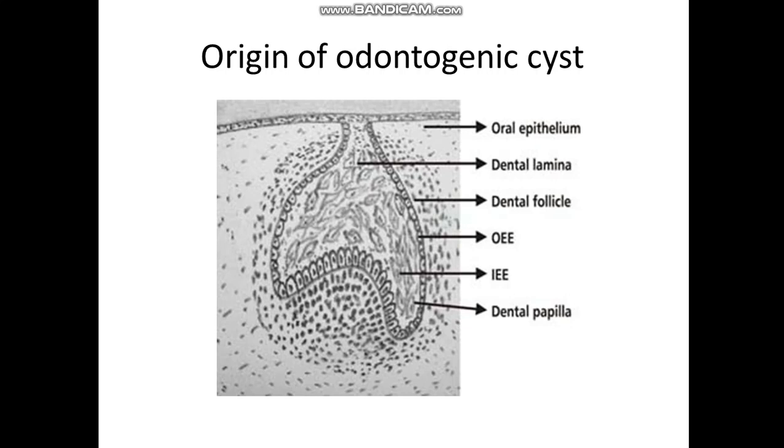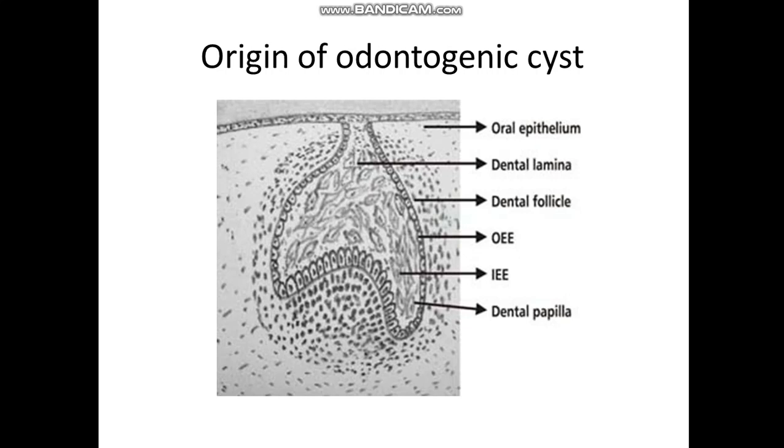However, sometimes the epithelial lining is not related to the tissue which is associated with the tooth development or tooth formation. In this case, since there is epithelial lining and it is not related to the tooth development, we can say that this cystic lesion is of non-odontogenic origin.